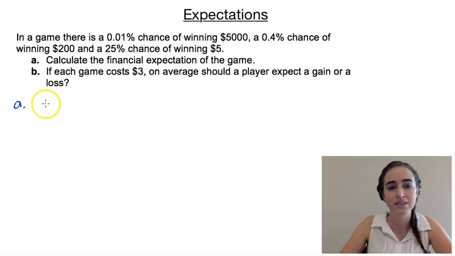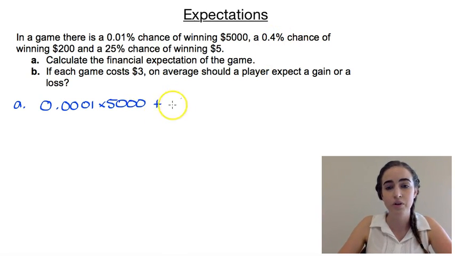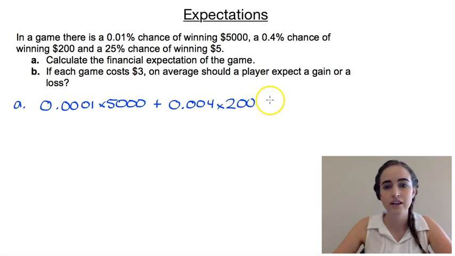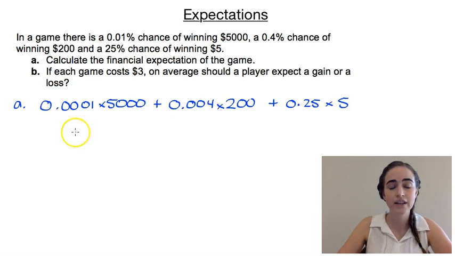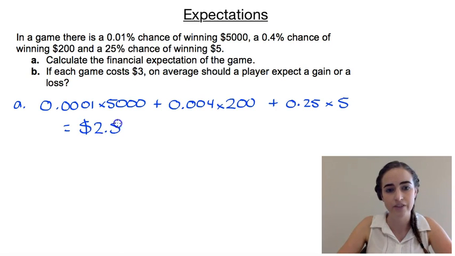0.01% is the same as 0.0001, times 5,000, plus a 0.4% chance, so 0.004, of winning $200, and a 25% chance, so 0.25, of winning $5. If you put all of that in your calculator, you're going to come out with $2.55. So a financial expectation of $2.55.